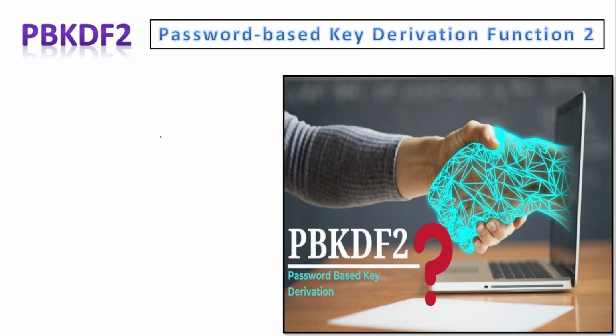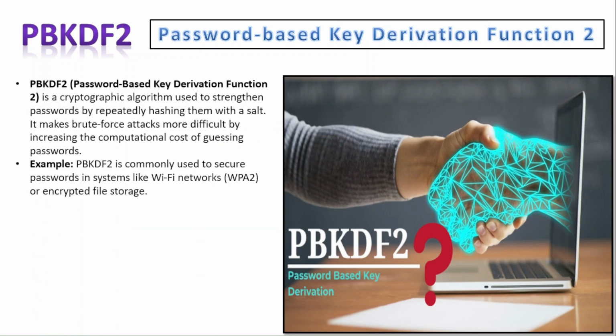PBKDF2, that is Password Based Key Derivation Function 2. So PBKDF2, Password Based Key Derivation Function 2, is a cryptographic algorithm used to strengthen passwords by repeatedly hashing them with a salt. It makes brute force attacks more difficult by increasing the computational cost of guessing passwords. Example, PBKDF2 is commonly used to secure passwords in systems like Wi-Fi Protected Access 2, that is WPA2, or encrypted file storage.